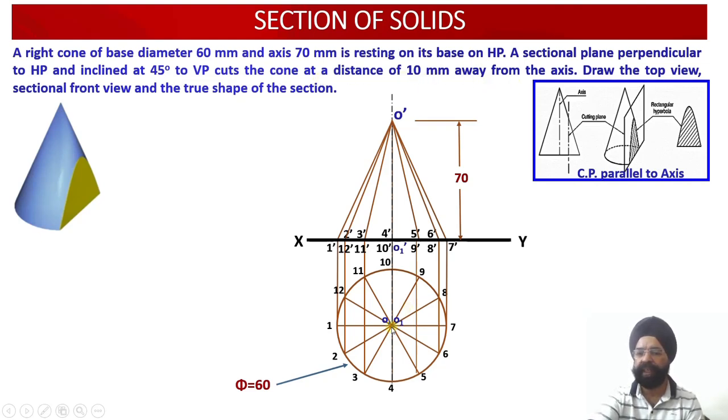Now from here, I will be drawing a semicircle such that the radius of this semicircle is 10 millimeter. I have drawn a semicircle over here so that my cutting plane is tangent to this particular sector of the arc. So the radius of this arc is equal to 10 millimeter.